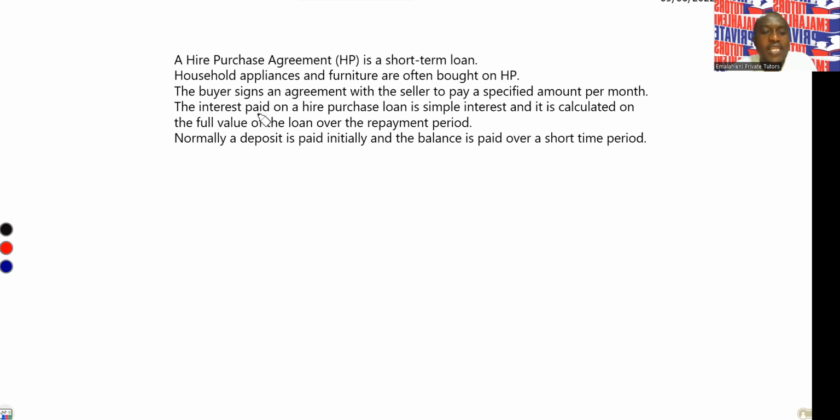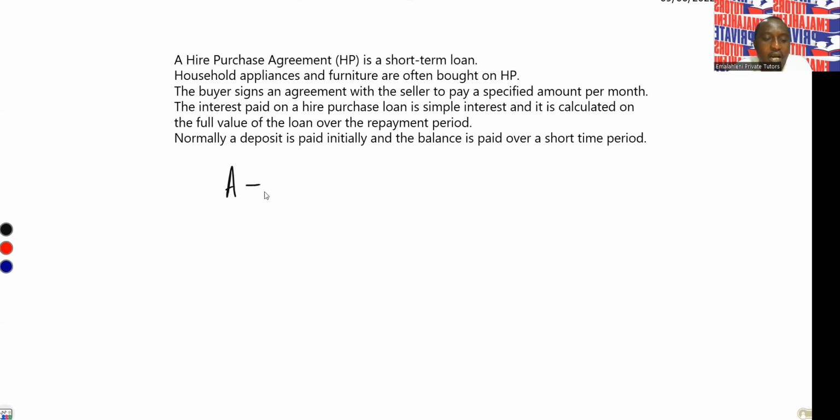Now, the interest paid on hire purchase is simple interest and is calculated on the full value of the loan over the repayment period. Normally, a deposit is paid initially and the balance is paid over a short period of time. So here we are dealing with something less than 6 years, not 10 or 20 years, when you're dealing with hire purchase.